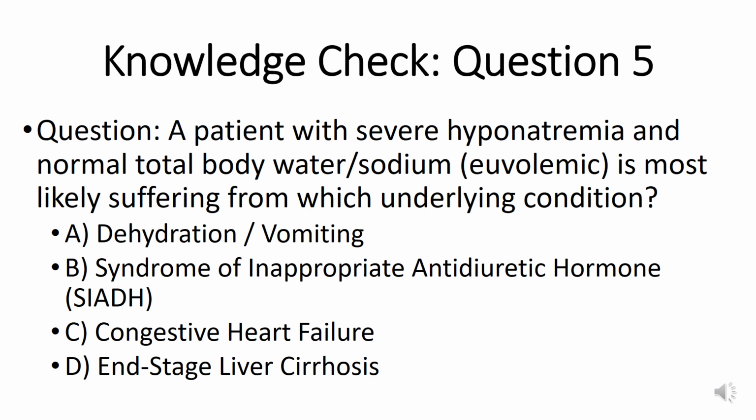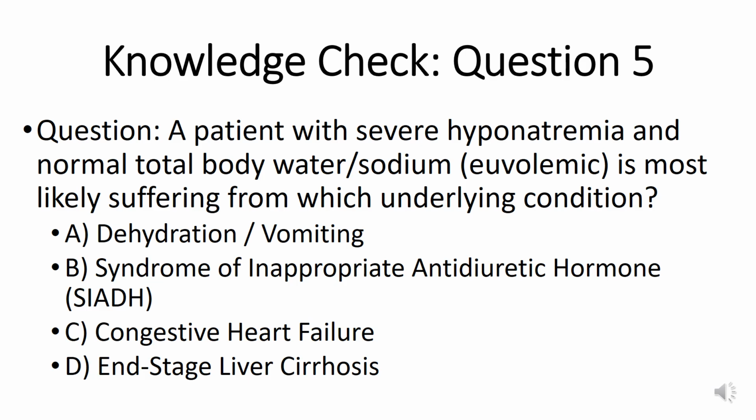Congestive heart failure causes hypervolemic hyponatremia. Fluid accumulates throughout the body, producing edema and dilution of serum sodium. End-stage liver cirrhosis also produces hypervolemic hyponatremia. Reduced effective circulating volume stimulates water retention, leading to ascites and peripheral edema.